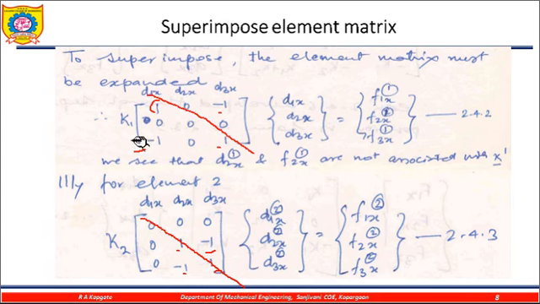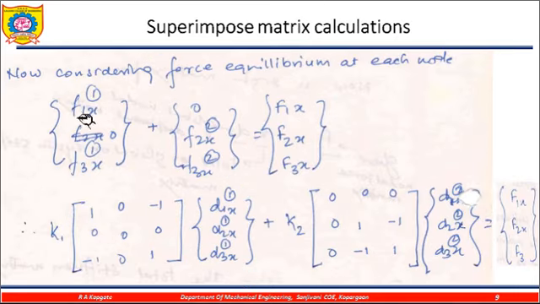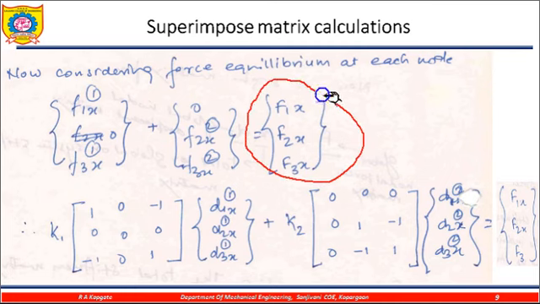Now you are getting the k1, now you are getting the k2. Assemble, add these two. If I add these, I am getting the total force matrix. So k1 into d1 plus k2, this is the addition.